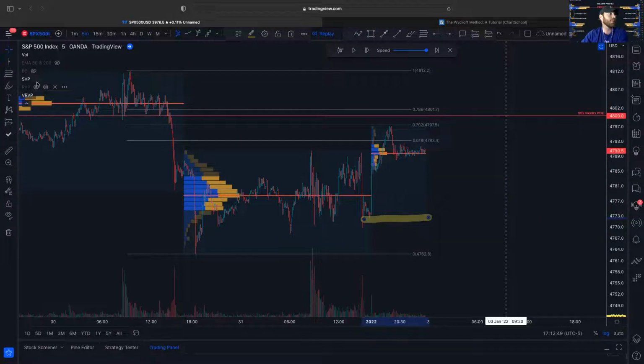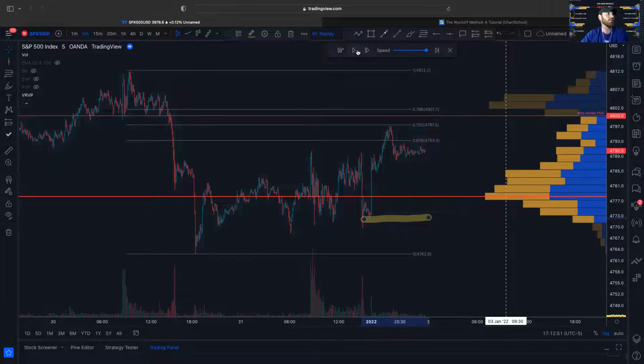Whenever I'm doing this live, I swear it's a lot easier because it's slower. When it's this fast, it's like, holy shit. Okay, this is going to be an area. It's a low volume, low value area, right? But it has a high volume node in it. So I'm going to watch this.